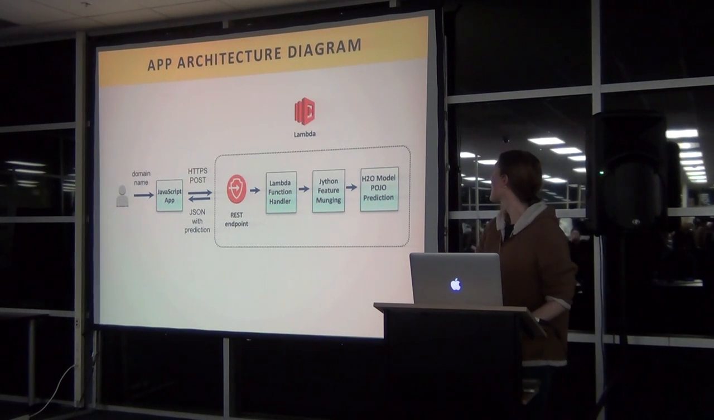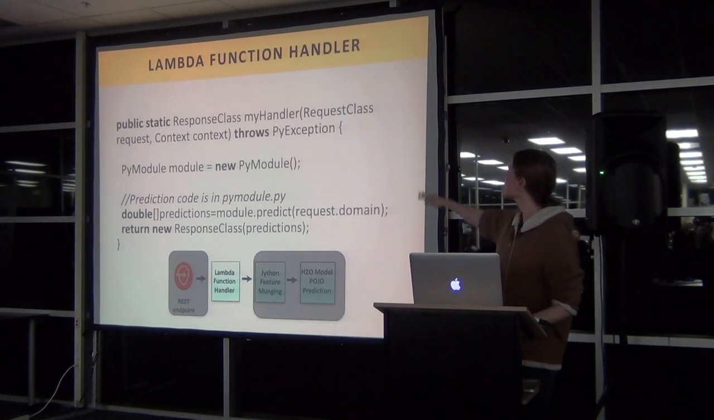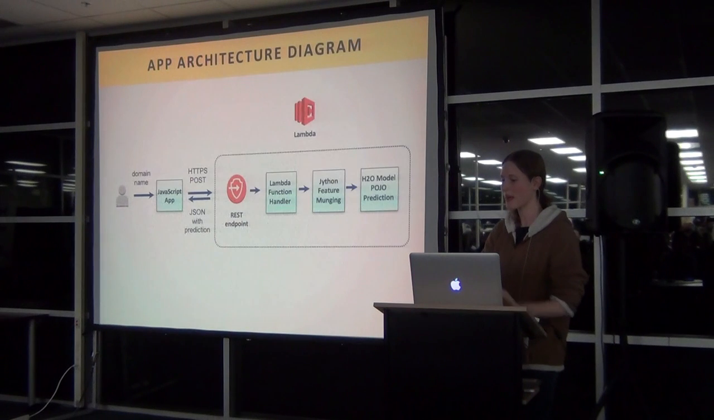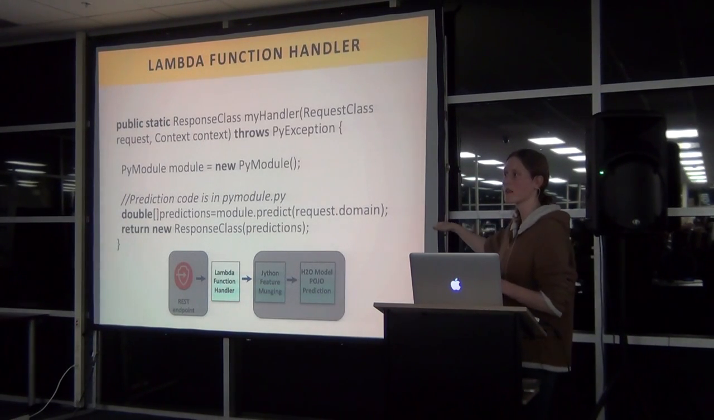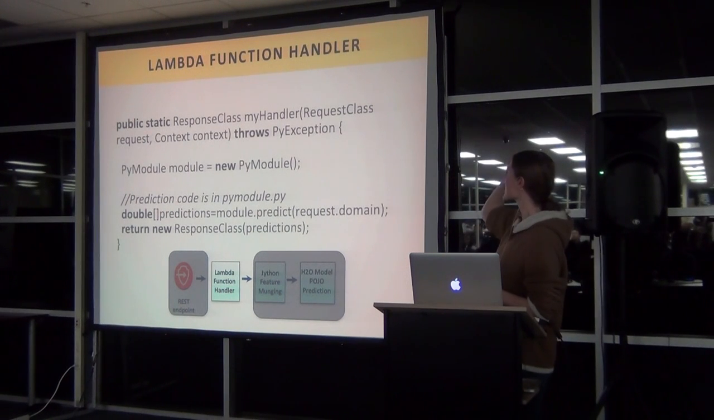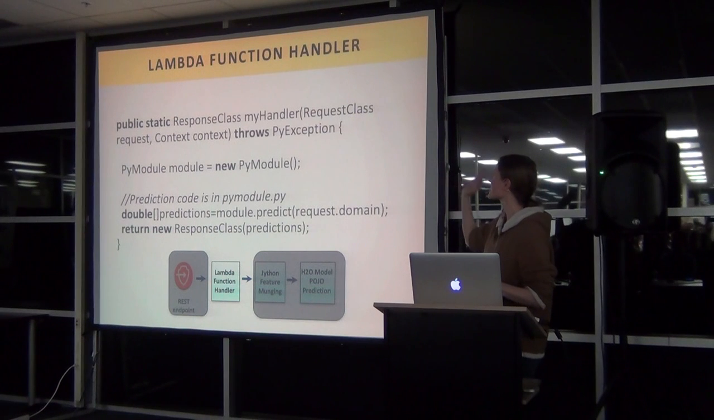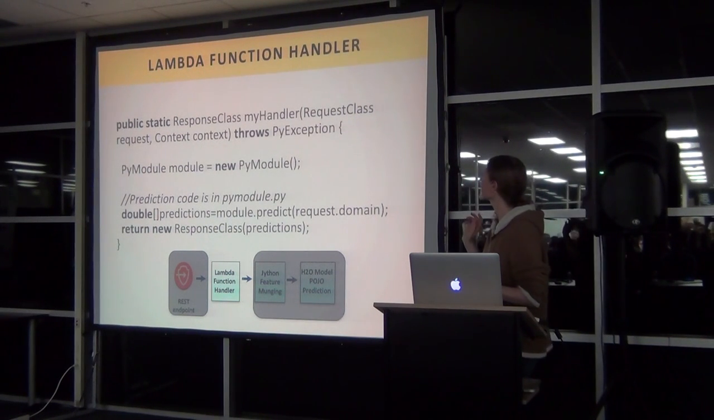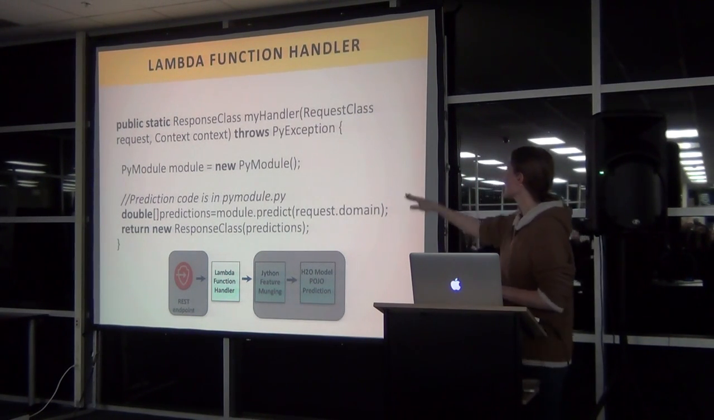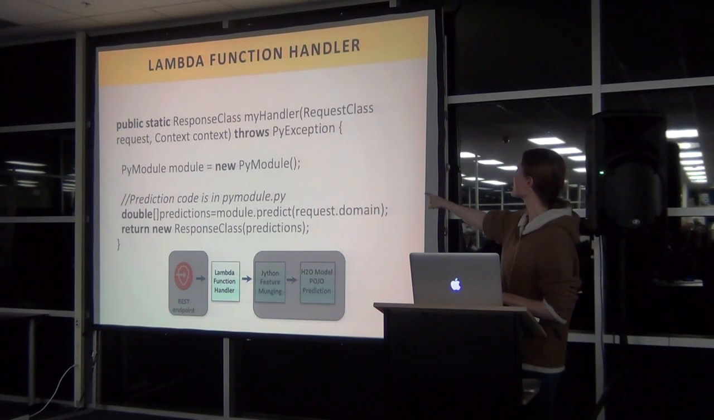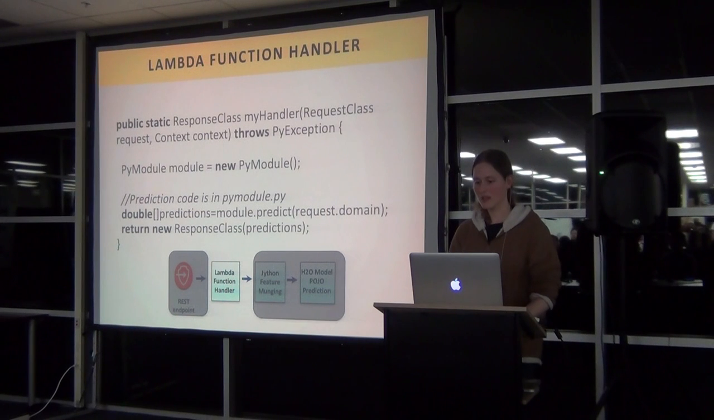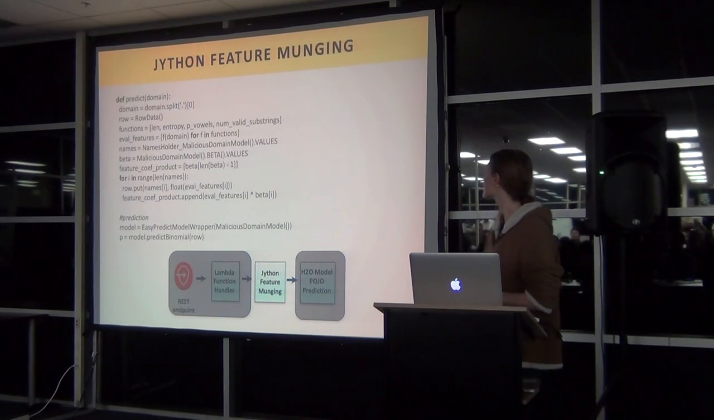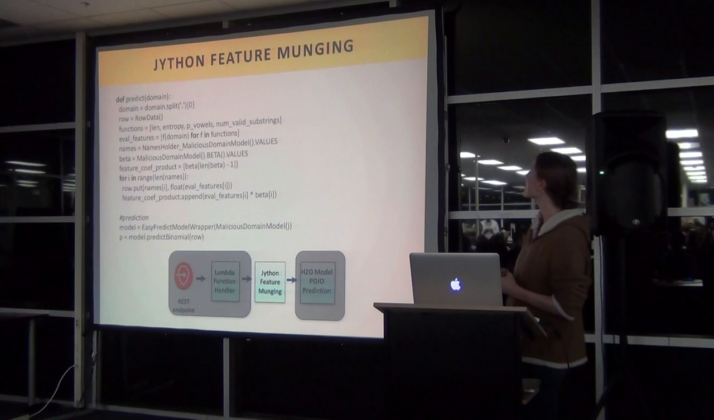You can actually go in depth. I've just copied the Lambda portion below so that you can have a reference for where we are in the back end. This is a sample of the Lambda function handler, and it has a response class, a request class, a context, and it calls the predict function, which is Jython code. So we'll step over to the Jython feature munging. We're now in the third step in the back end.